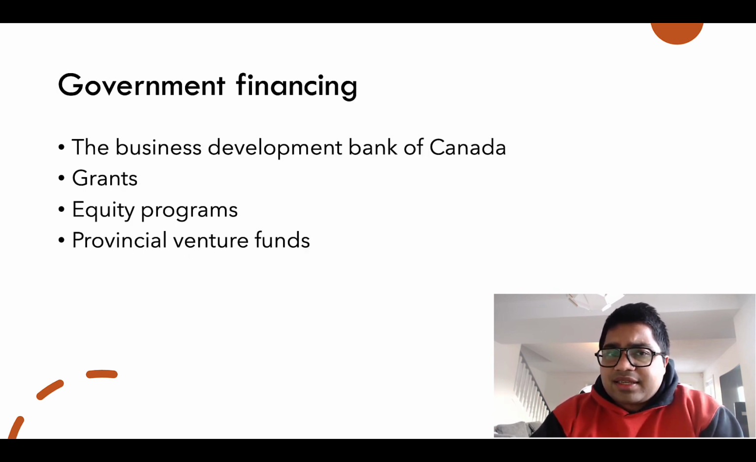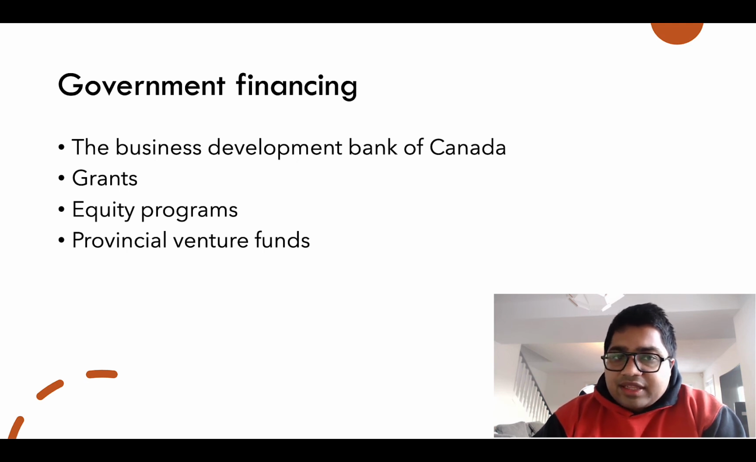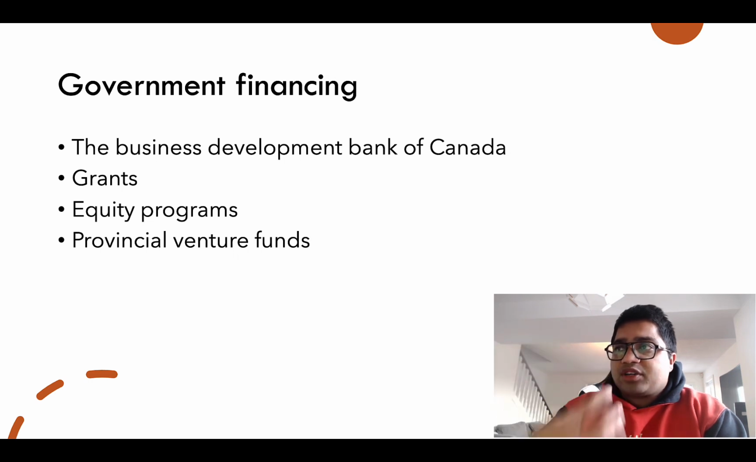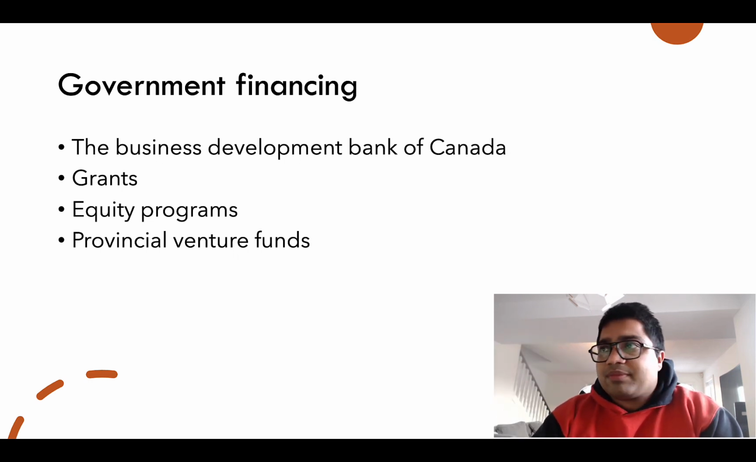Now government financing can be done by taking a loan from Business Development Bank of Canada, and it is part of your assignment. So you need to write the process to take a loan from Business Development Bank of Canada. Then you can take financing as a grant. Loan you have to pay back. Grants you don't have to pay. So grant is like some additional aid to grow your business. It can be equity programs in which government takes part of ownership of your business, or it can be provincial venture funds that fund you.